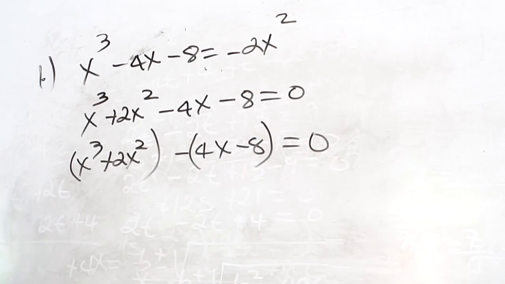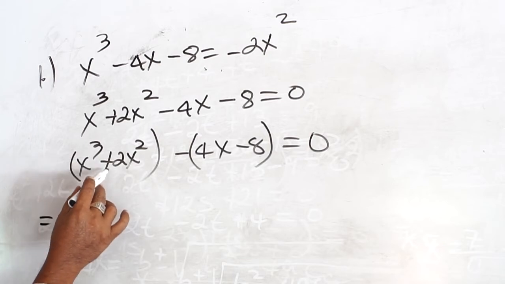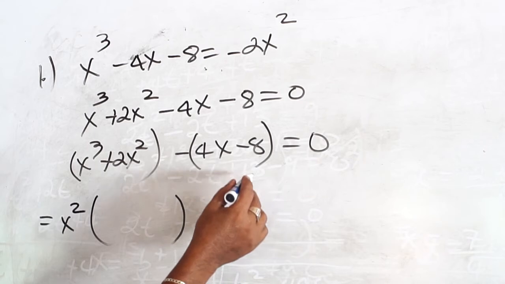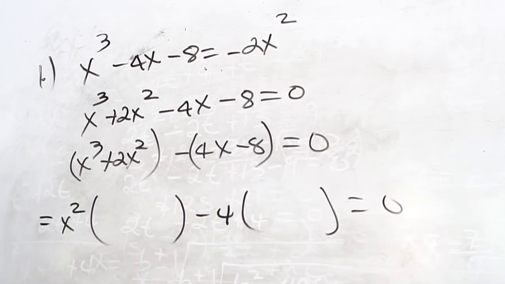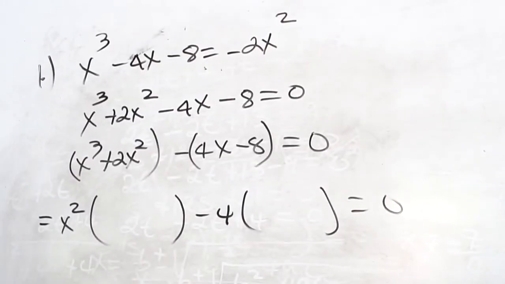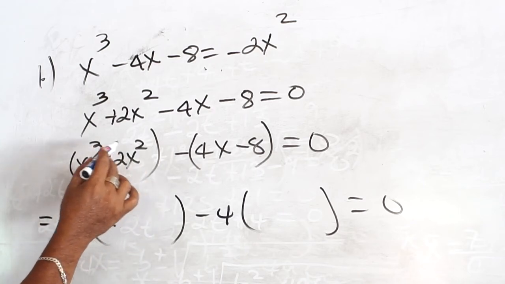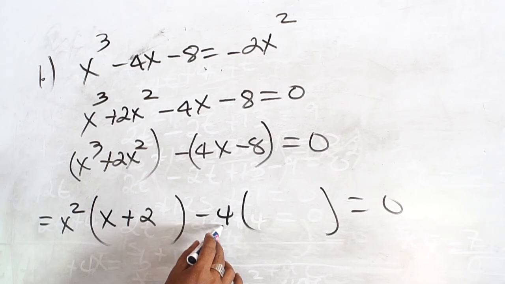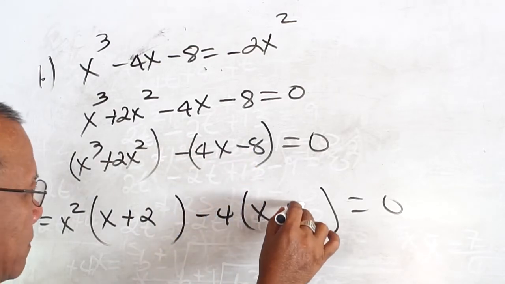After regrouping the first two terms and the last two terms, find the common factor of each group. The common factor of x cubed plus 2x squared is x squared. The common factor of the second group is negative 4. Then divide: x cubed divided by x squared is x. Positive 2x squared divided by x squared is positive 2. Then negative 4x divided by negative 4 is x, and negative 8 divided by negative 4 is positive 2.